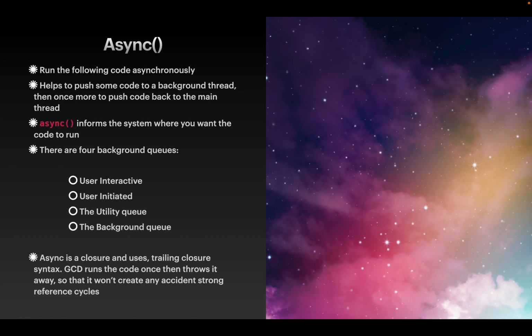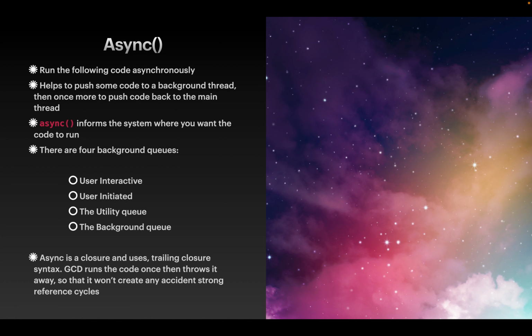And then the next one is the user initiated. This should be used to execute tasks requested by the user. Even though this is not as important as user interactive, we are keeping the user waiting in order to continue our application, so this also needs to be completed. And then the next one is the utility queue.